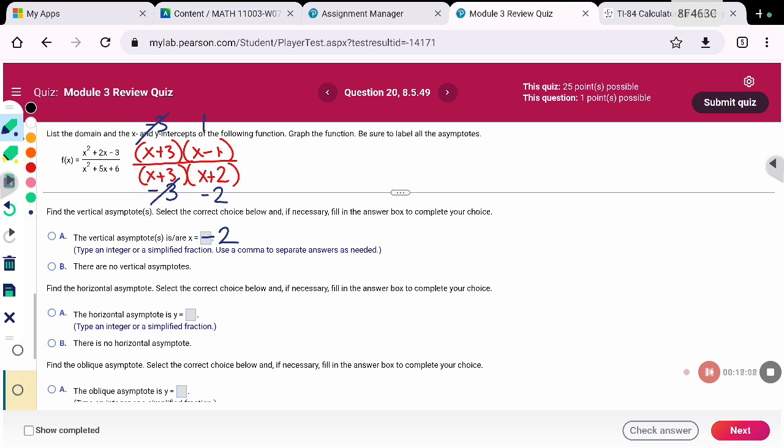Now, the horizontal asymptote comes from when we compare the degrees of the numerator and the denominator. Since both degrees are 2, that means the degrees are equal, and you make a fraction out of the leading coefficients, which both happen to be 1s. So 1 over 1 is 1, so that is where your horizontal asymptote will be.